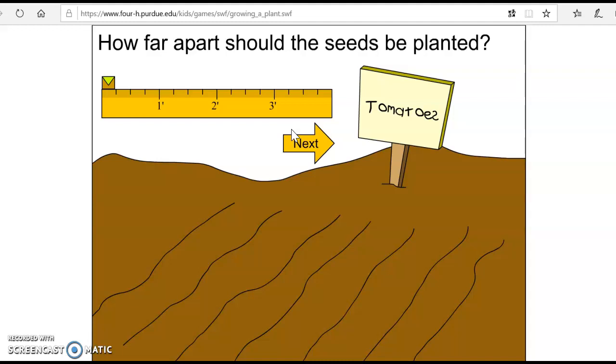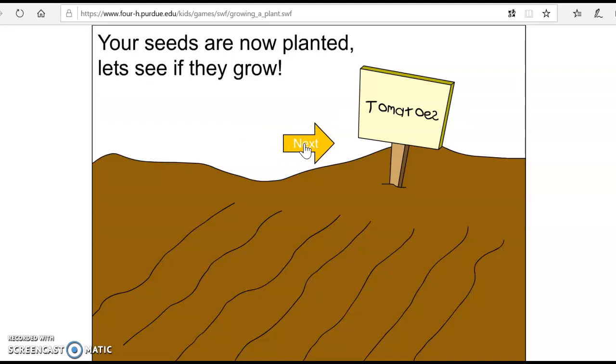Well, I know that tomatoes can grow to be pretty big, so I think I'm going to plant my tomatoes about 2.5 feet apart from one another. That means that one tomato seed is going to be 2.5 feet, that's what this little symbol right here next to the numbers means. It has to be 2.5 feet away from the other seed. So now we're going to click next.